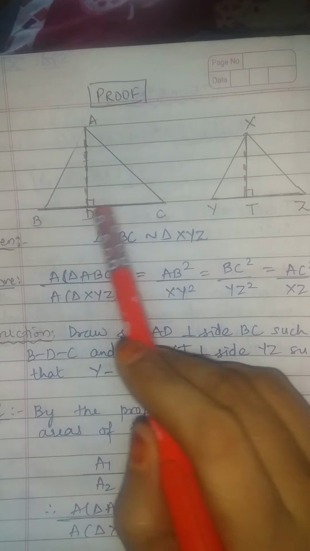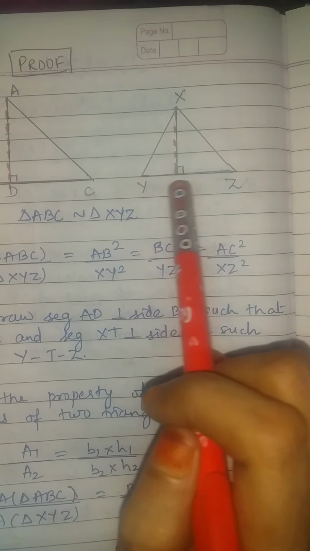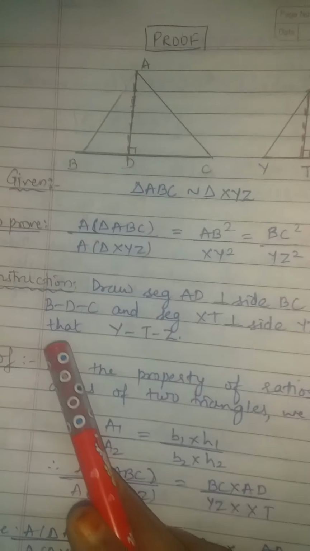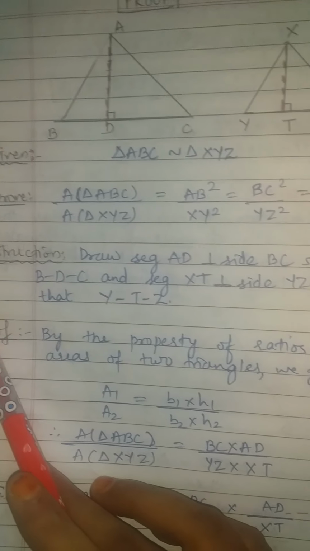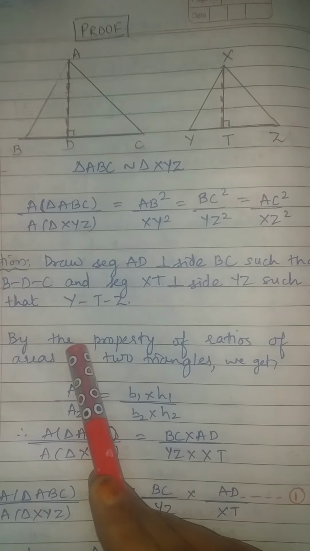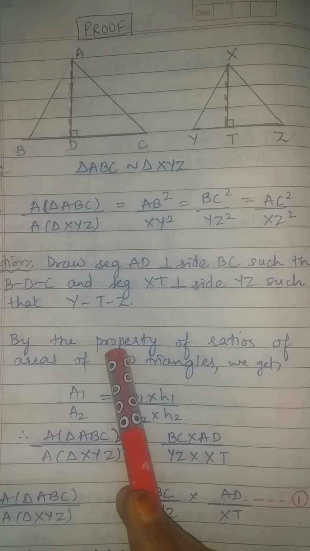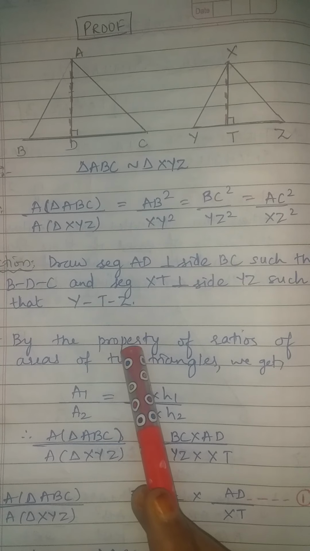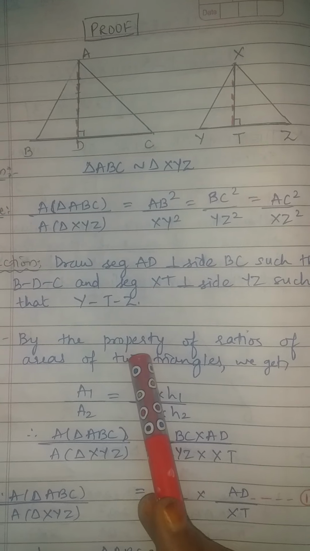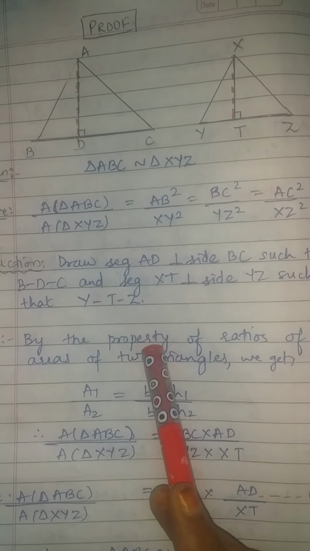One is AD on side BC and the other one is XT on side YZ. Proceeding towards the proof of the theorem. By the property, this is the first property which we have studied before starting your practice at 1.1. That was at the outset when we started with the chapter.